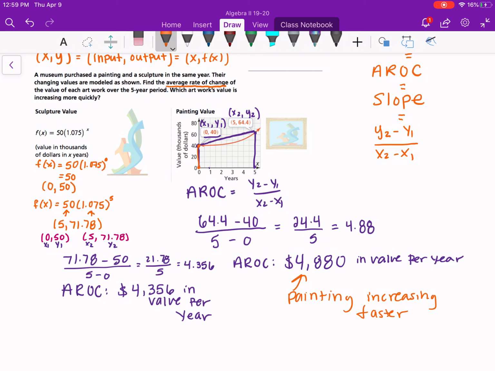Okay? And that's all you got to do. So if you're not given coordinates, make them yourself. Plug in your 0 for your initial time, and then whatever the problem tells you to do. If it's 5 years later, then plug in 5. If it's 15 years later, plug in 15. But always start with 0 for your initial, and then do it again with whatever the new value is.